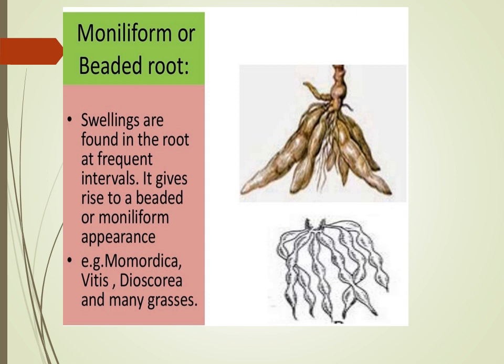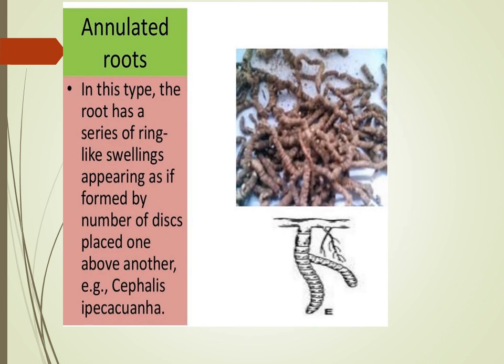The fourth one is moniliform or beaded root. Swellings are found in the root at frequent intervals. It gives rise to a beaded or moniliform appearance. Examples for this are Momordica, Vitis, and many grasses.